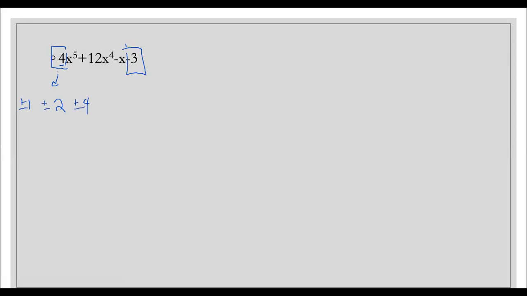And we can get 3. The only way you can get 3 is 1 times 3. So 1 and 3 are all of our factors of 3. So it's always going to be the constant term divided by the leading coefficient. So we have plus or minus 1, plus or minus 3, divided by plus or minus 1, plus or minus 2, plus or minus 4. So these are our possibilities.